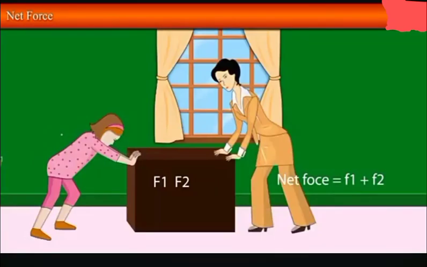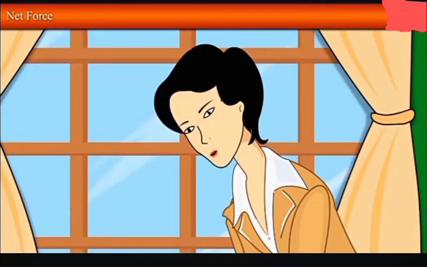What would happen, Mom, when you pushed from the opposite end? If the two forces act in opposite directions on an object, the net force acting on it is the difference between the two forces. Hence, the net force is equal to F2 minus F1 because the F2 force is greater in magnitude than F1. The strength of a force is usually expressed by its magnitude.